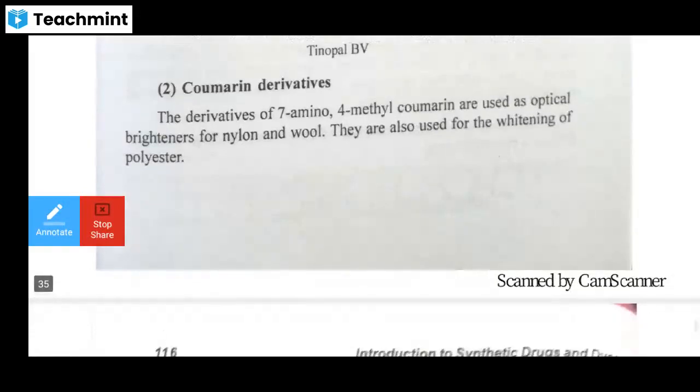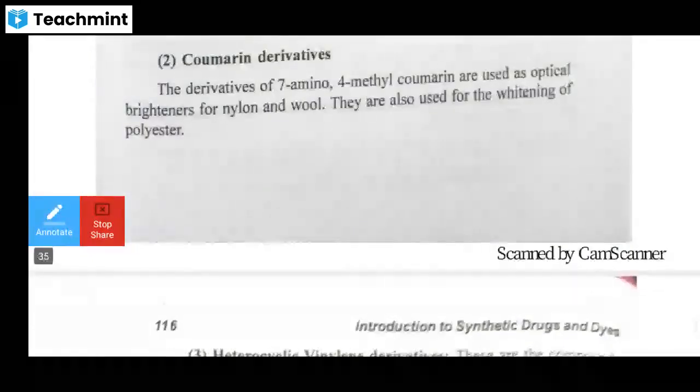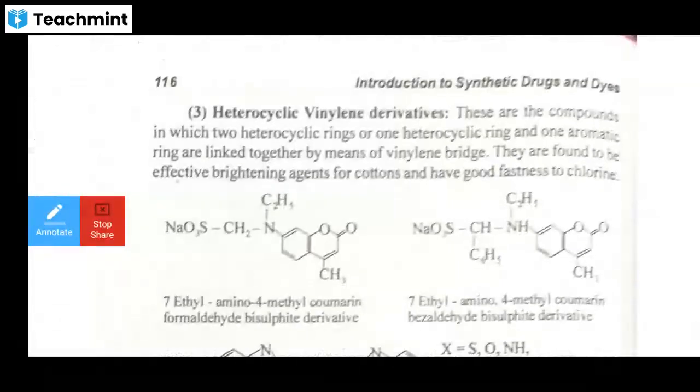Next is the coumarin derivatives. Coumarin ring is present there. So the derivatives of 7-amino 4-methyl coumarin are used as optical brighteners for the nylon and wool industries. Next is the heterocyclic vinylene derivatives. So all the compounds are heterocyclic in nature, nitrogen-containing compounds are there. So vinylene derivatives are there. These vinylene derivatives are helpful for the formation of dyes and brightness of the compounds.